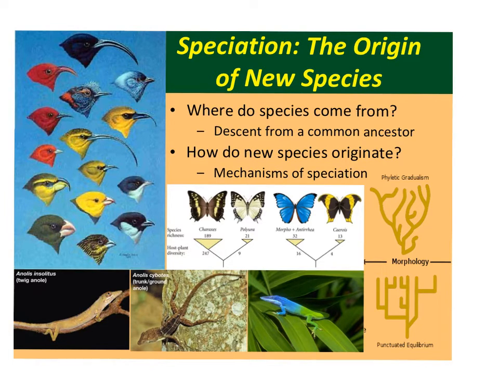Speciation, the origin of new species. So where do species come from? Well, we've already gone over that. They come from a common ancestor.